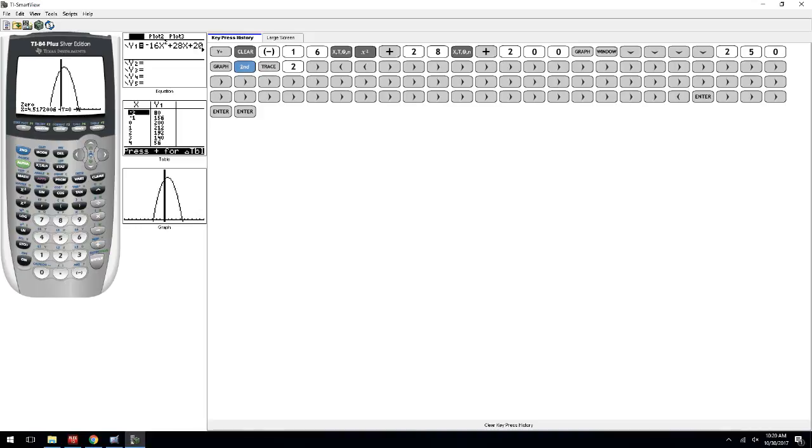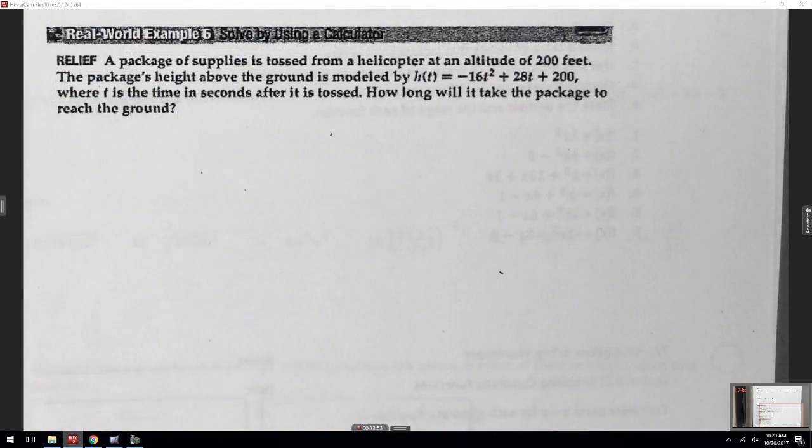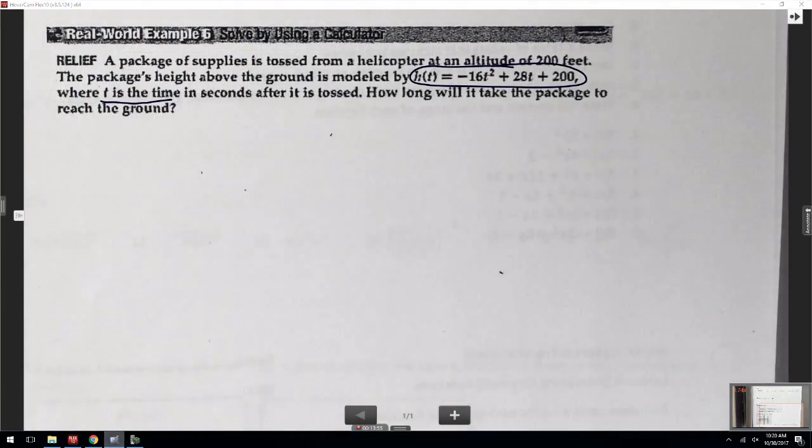3. So on page 5, that real world problem, Cameron told us the question said, how long does it take the package to hit the ground? How long does it take? 4.517 seconds. Perfect.